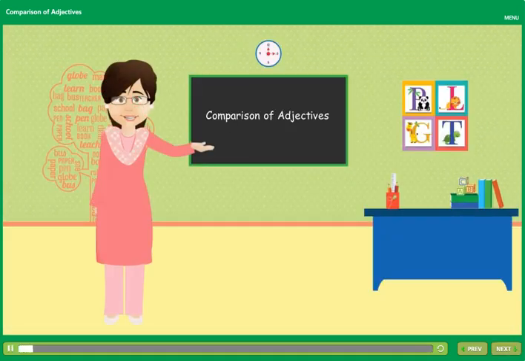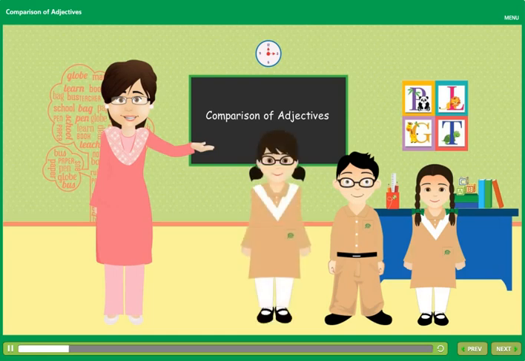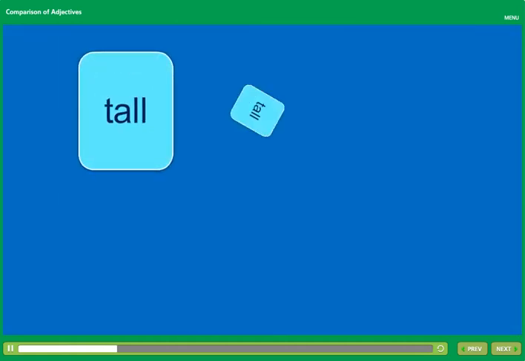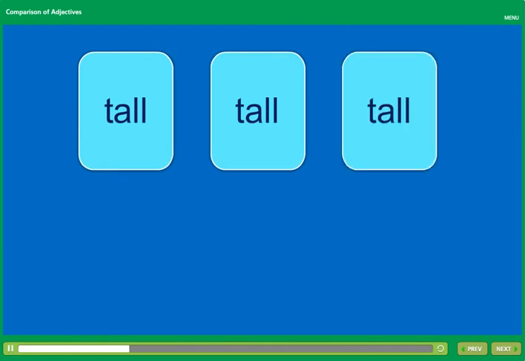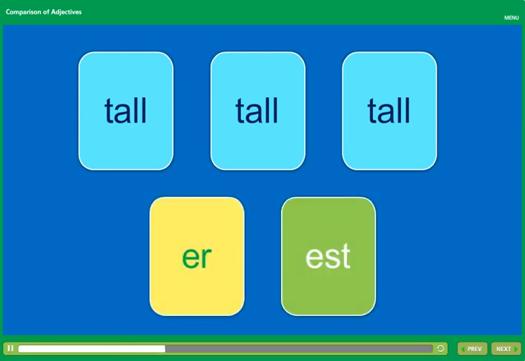Another way to reinforce this idea is to ask 3 children of different heights to come stand in front of the class. All children should be tall. Write tall in big letters on 3 separate cards. Make 2 more cards with the words ER and EST. These should be in different colors.